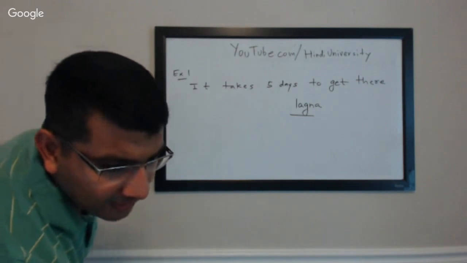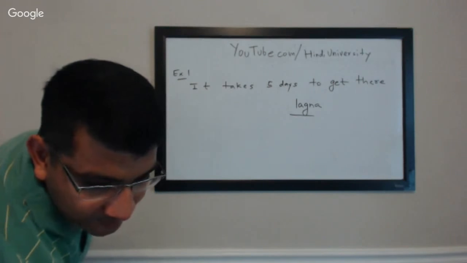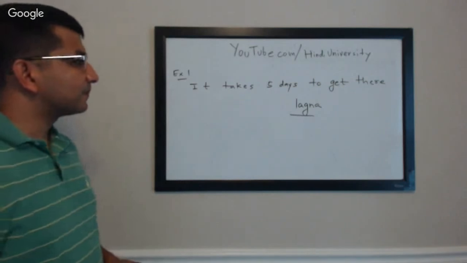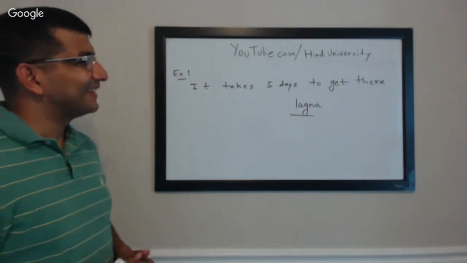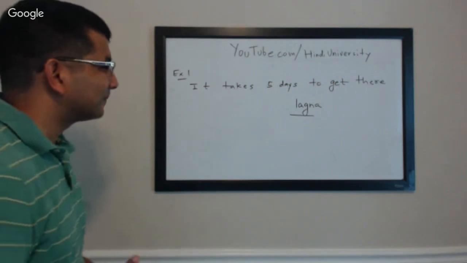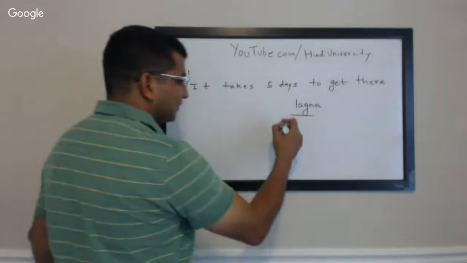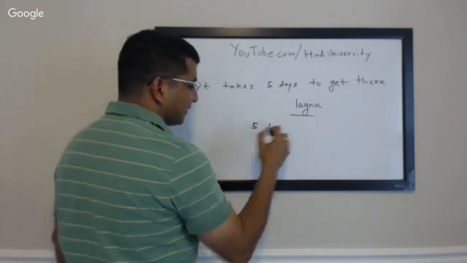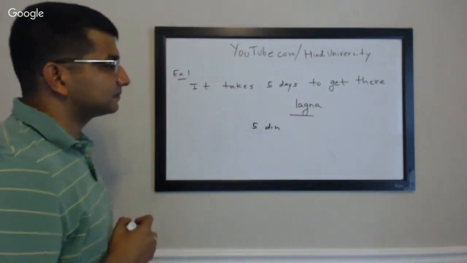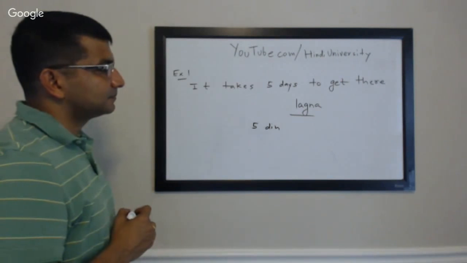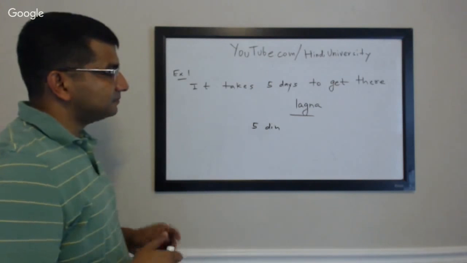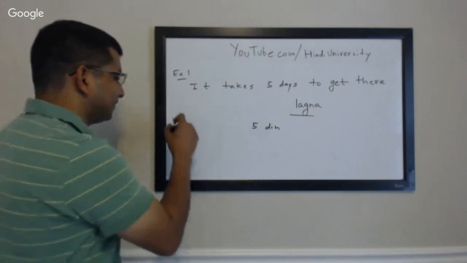You want to give it a try? Liz? I can try, but I'm very slow. No. So punched in is 5 days. Okay. Punched in. Okay. There is Maha. Maha, very good.